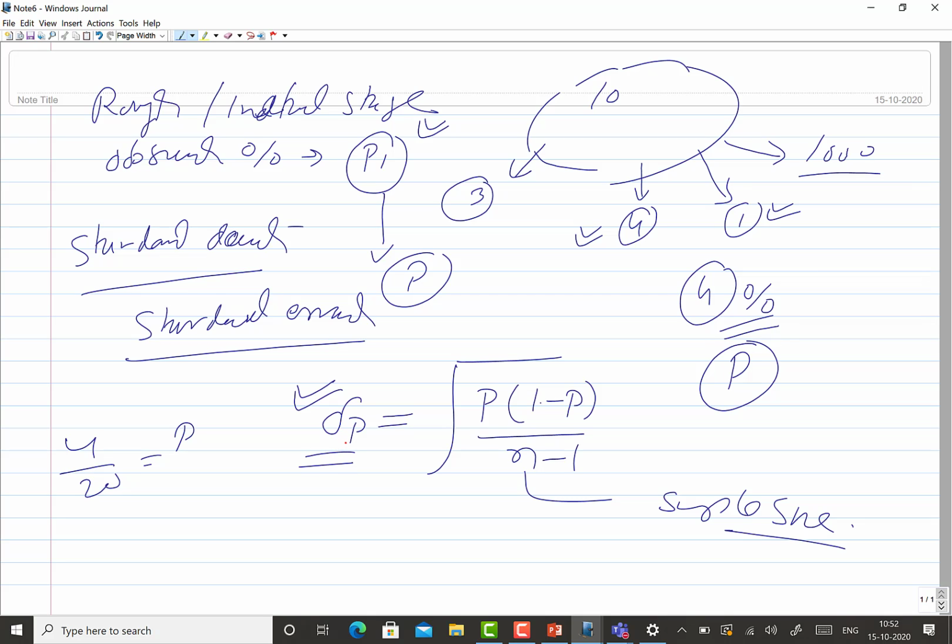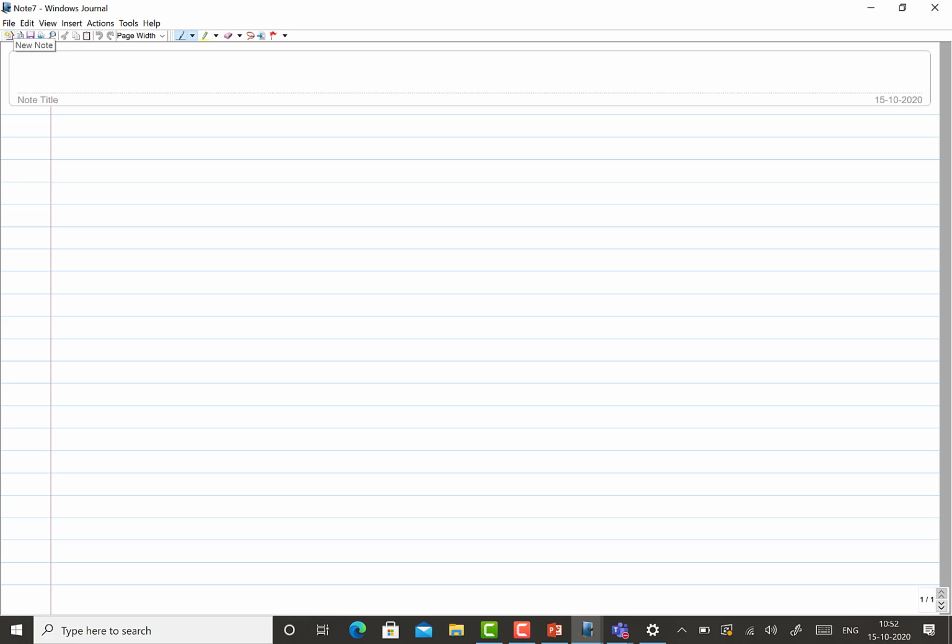Initially the standard deviation in the value is sigma P. This equation is used when the sample size is less than 30. When the sample size is greater than 30, the equation is a little simplified and we write it as the square root of P into 1 minus P divided by N. Now these values of P and P1 are related with the help of one simple equation.